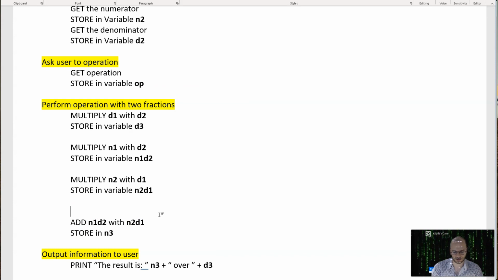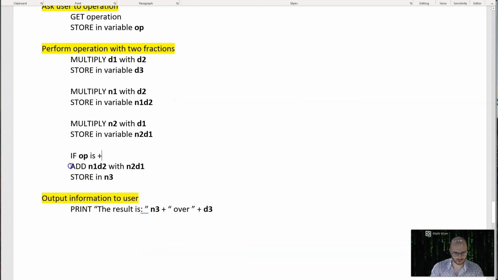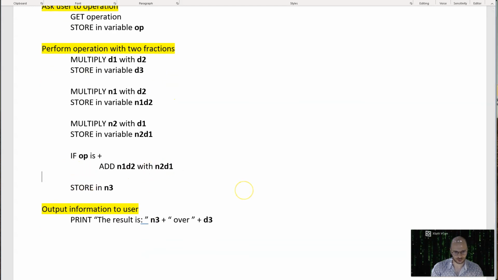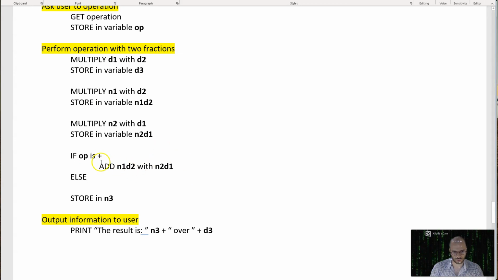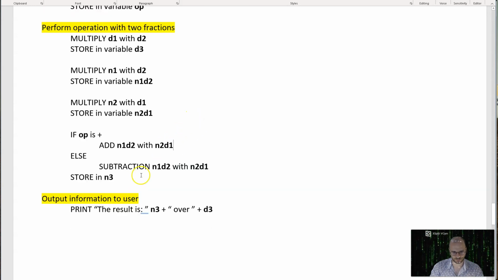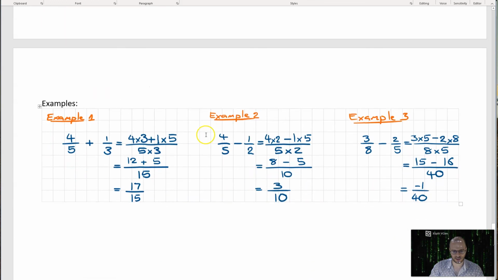So what we'll go is if op is addition, or we'll just say plus, then we will do the add, else we will subtract. So what we're doing is allowing the program to do addition and subtraction. Alright, now let's have a look at some test cases.